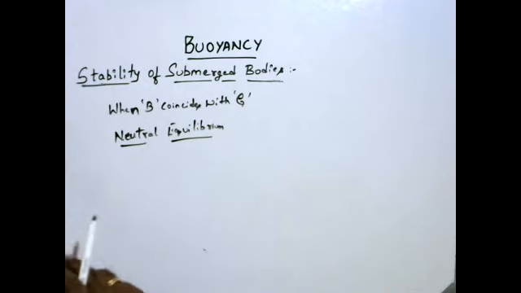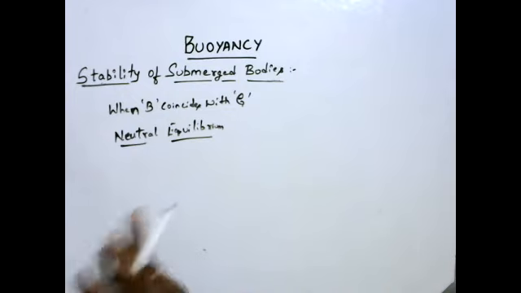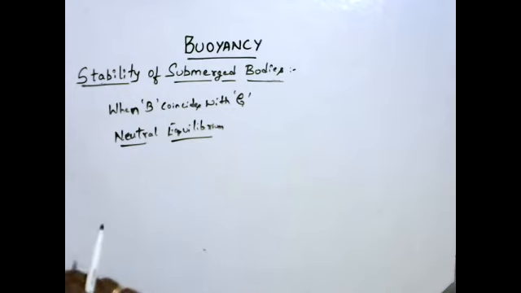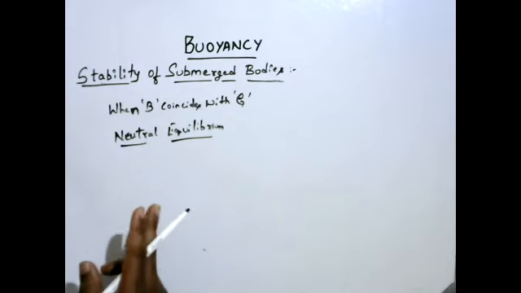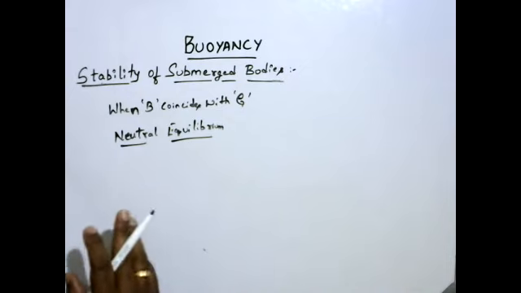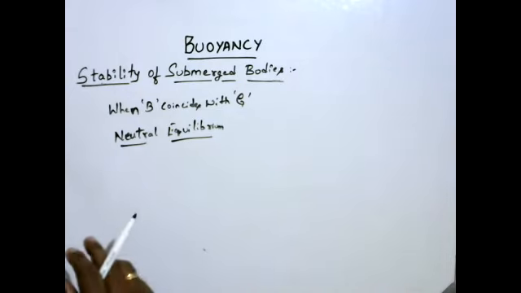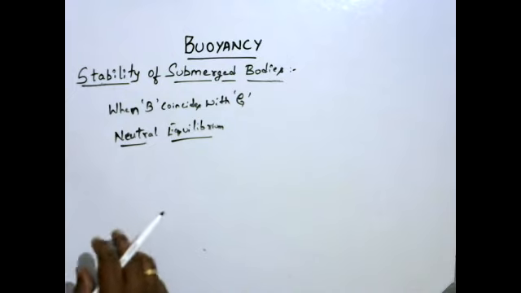So we have seen three types of equilibrium in submerged bodies. One is the stable equilibrium, that occurs when the center of buoyancy is above the center of gravity. The second type is unstable equilibrium, when the center of buoyancy is below the center of gravity. The third is the neutral equilibrium. This is when both the center of buoyancy and the center of gravity coincide with each other. These are the three different equilibriums in submerged bodies.